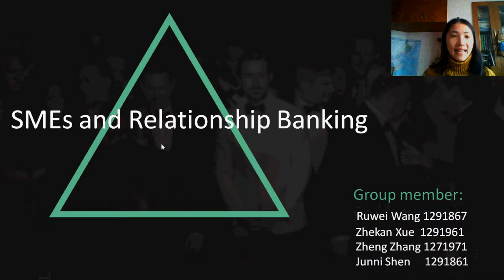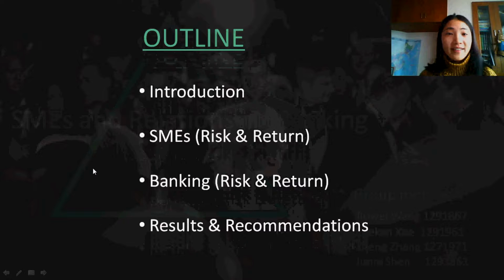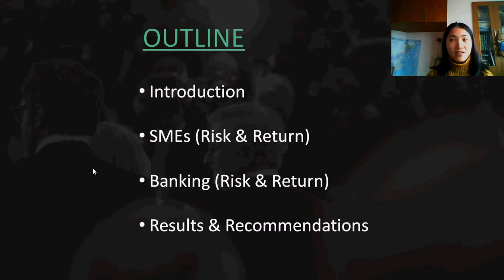We are Group 19 and our presentation topic is Small and Medium Enterprises and Relationship Banking. Now let me introduce our outline for you. Our presentation will be divided into 4 parts. First part is introduction, second part is the risk and return of small and medium enterprises. The third part is the risk and return of relationship banking. Finally, the results and recommendations will also be provided at the end of the presentation.